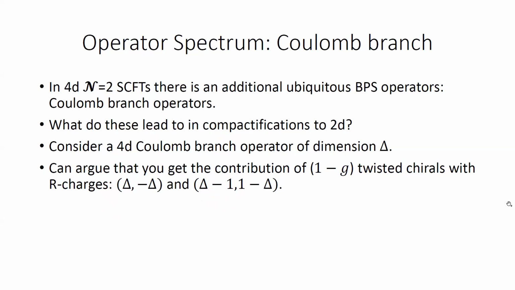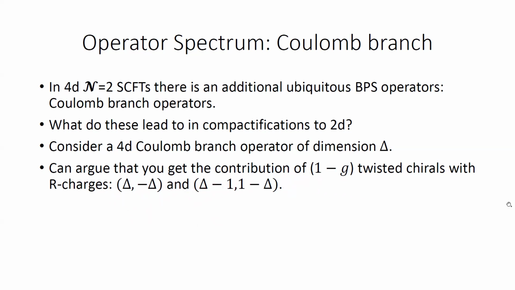So recall I'm compactifying to get (2,2) theories in 2D. You have a left moving R symmetry and a right moving R symmetry. So here I represent the R charge so that this one will be the left moving R charge and this one is the right moving R charge. Twisted chirals have the property that the left and right R charges are related by a sign. So if one of them is delta, the other one is minus delta. Right, so you get two of them. One with R charge the dimension of the Coulomb branch operator, the other one dimension minus 1. Additionally, there's a multiplicity of the contribution in the index, which will be 1 minus g.